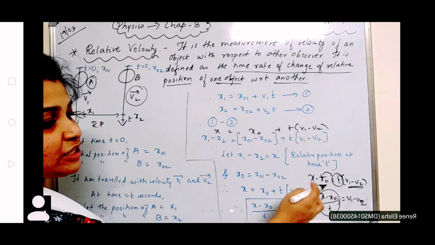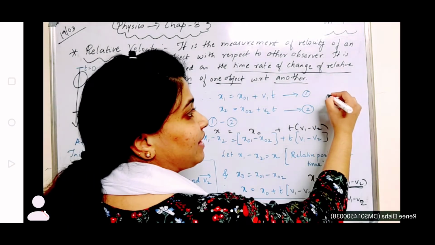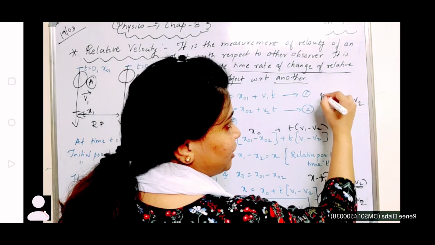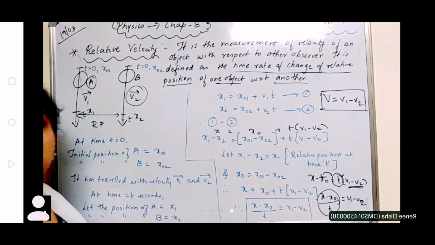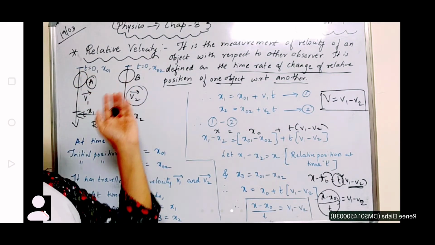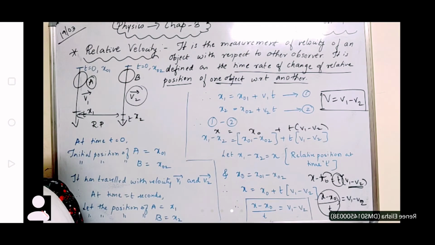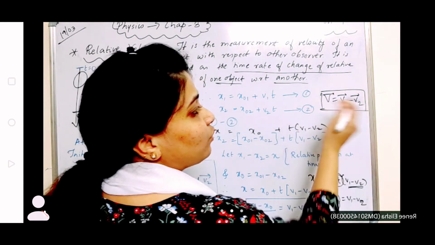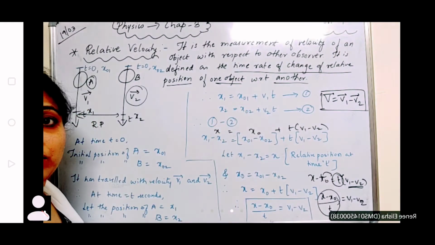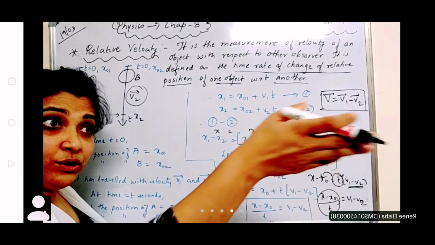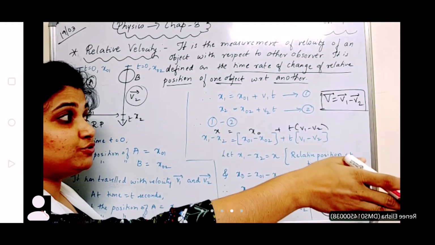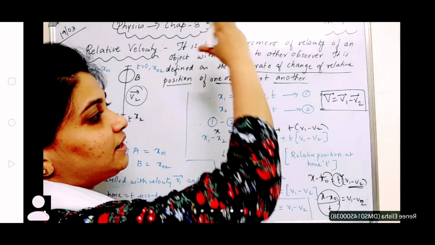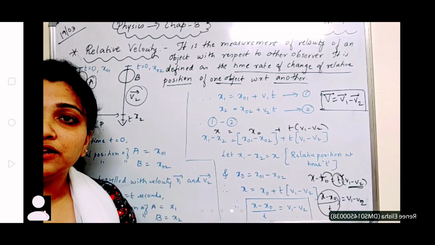So instead of writing x minus x0 by t, I will write it as v. V is equal to v1 minus v2. So this is the final expression of relative velocity. Clear, children? And it is a vector quantity, of course, because it has a direction, right? Always we represent relative velocity with respect to the other object, and it has a direction. So this is the entire expression of how we derive relative velocity.